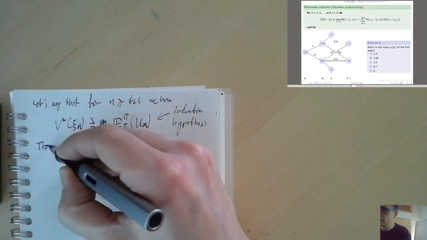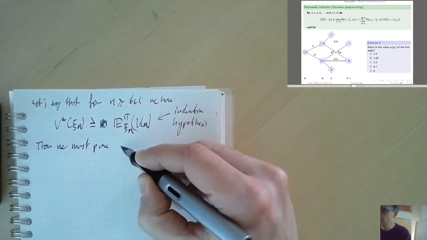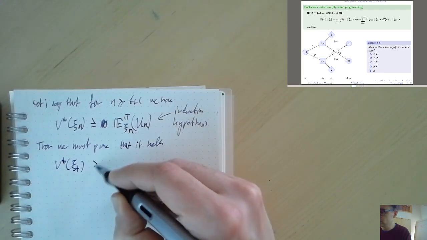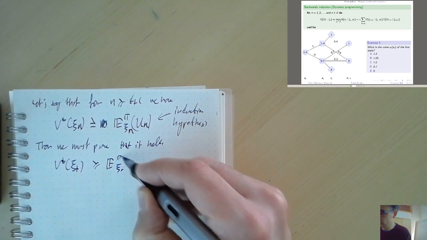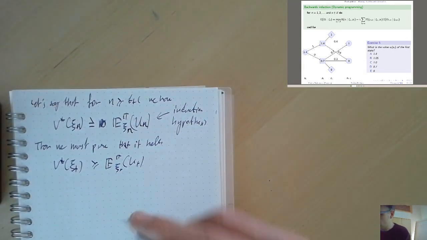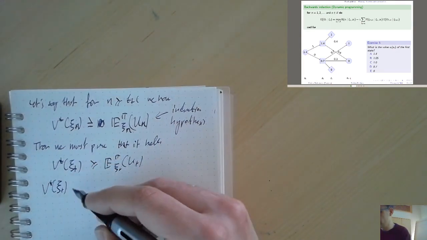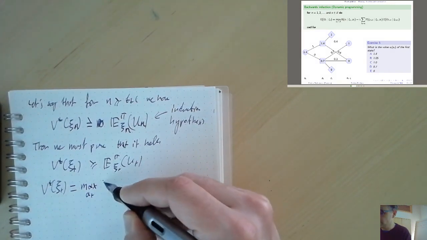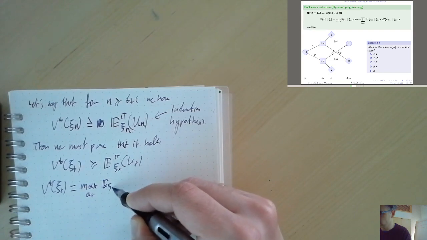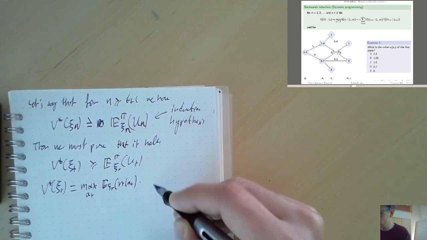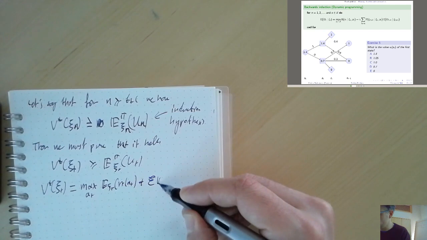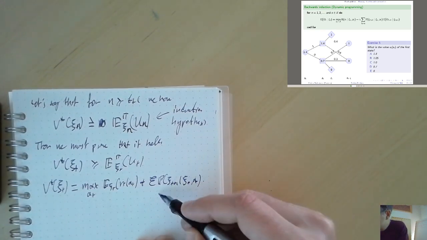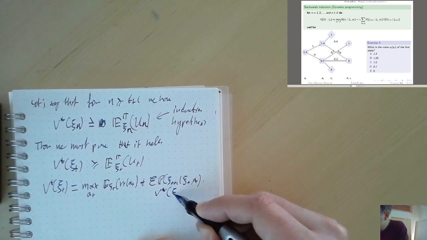Then we must prove that it holds for t, okay? So what did we say v star xt was, right? We said it was the maximum over all actions at t, basically expected reward, right, plus the sum of probability of the next step given at and then V star xt plus 1. Okay? So that's how we define the algorithm.